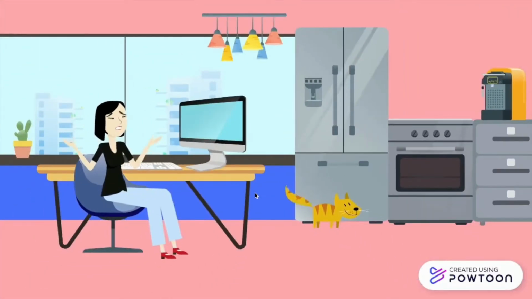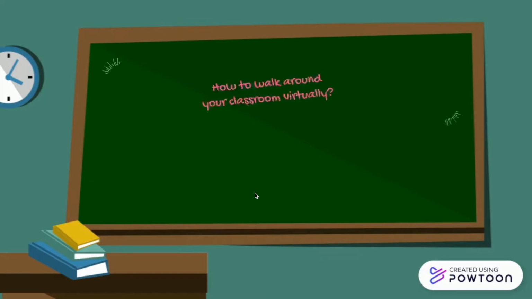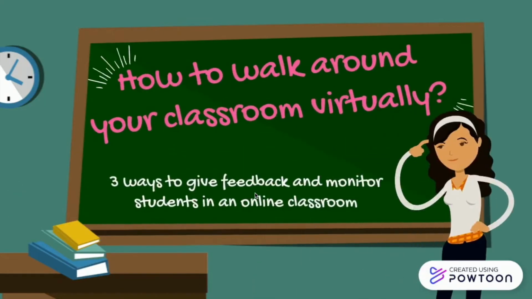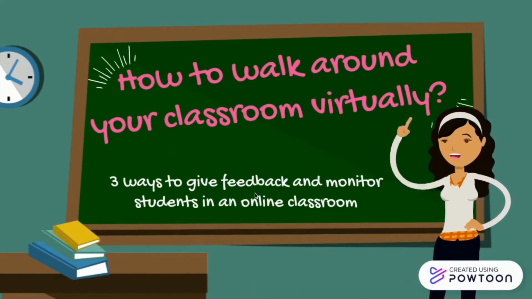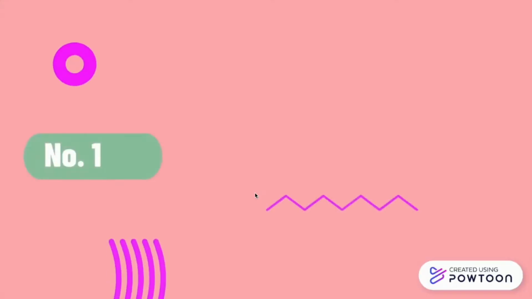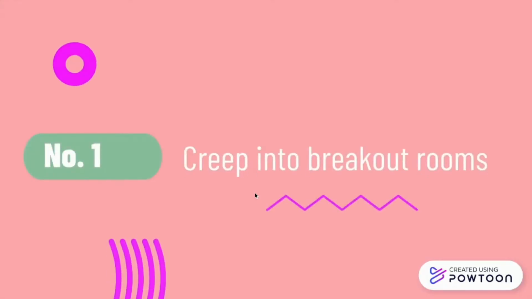The teacher, wait, they can no longer walk around their classroom. Or can they? So today we're going to be talking about three ways to give feedback and monitor students in an online classroom. Number one, creep into breakout rooms.